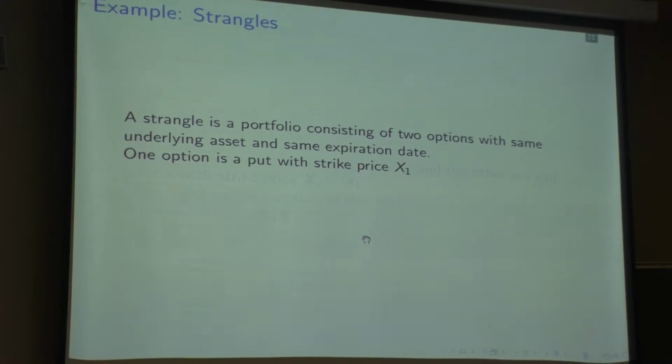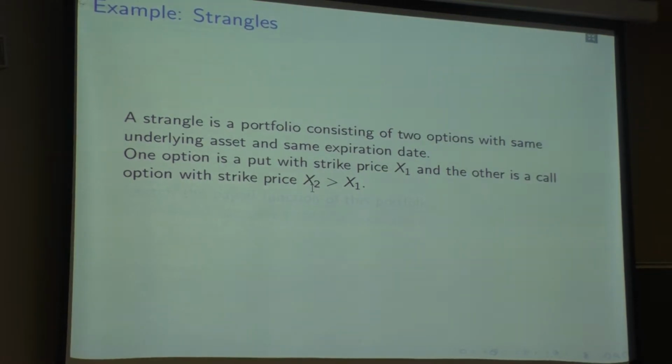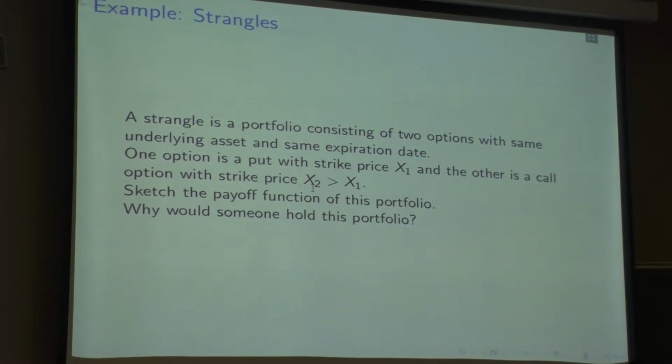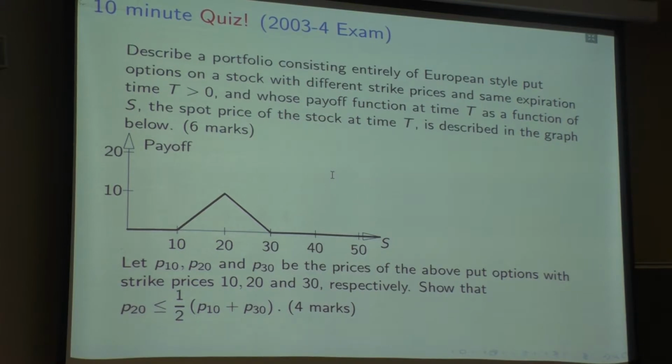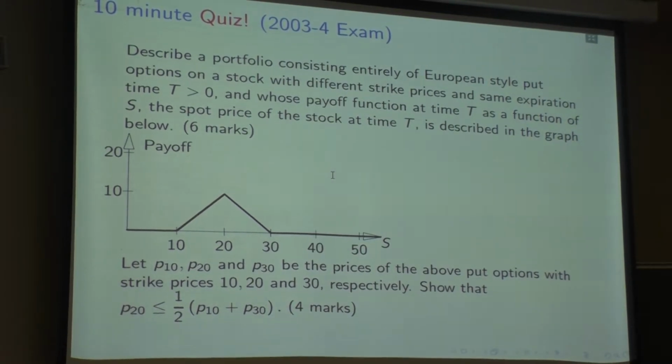So we've seen the example of a strangle, which has two options. One is a put option, the other one is a call option. We put them together, we ask ourselves what's going to be the payoff of this portfolio, and then we saw that it gives you a zero payoff in the middle, and you get positive payoffs if extreme things happen. And then we had this question over here, which I solved for you, I think.